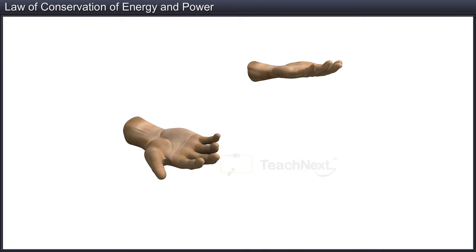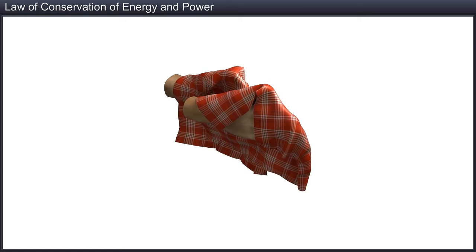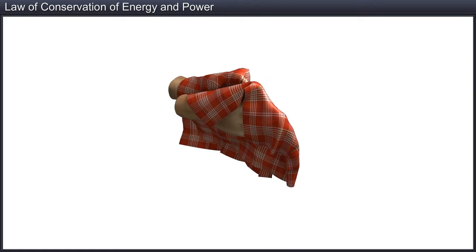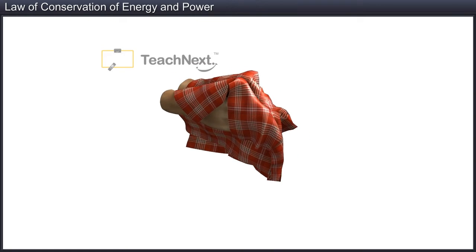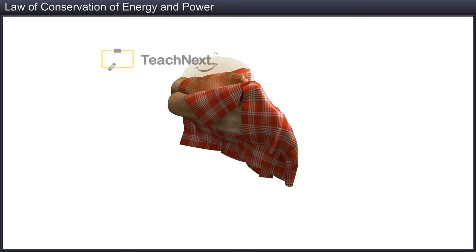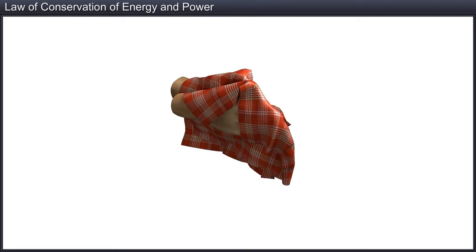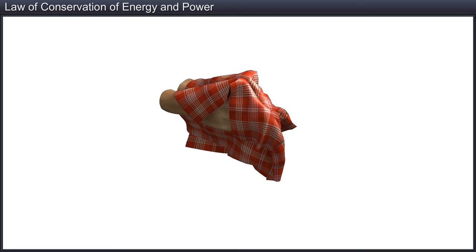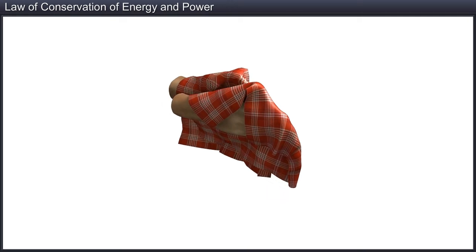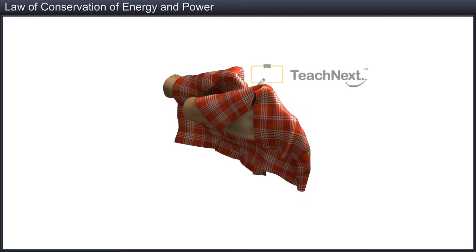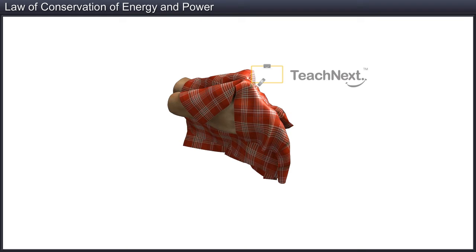When satin cloth pieces are rubbed against each other, due to friction, sufficient heat is produced to make the hands feel a rise in temperature. The rise in temperature is due to the rise in internal energy of the body. Here, the body is the satin cloth pieces.